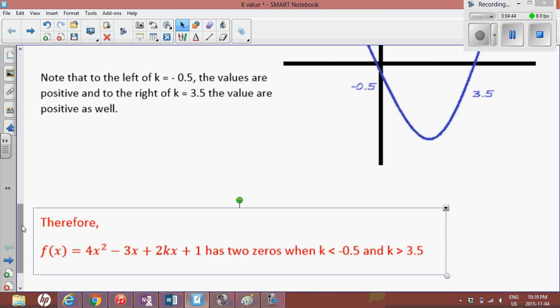And there you have it. That's how you solve the following question. See if I can zoom out for you.